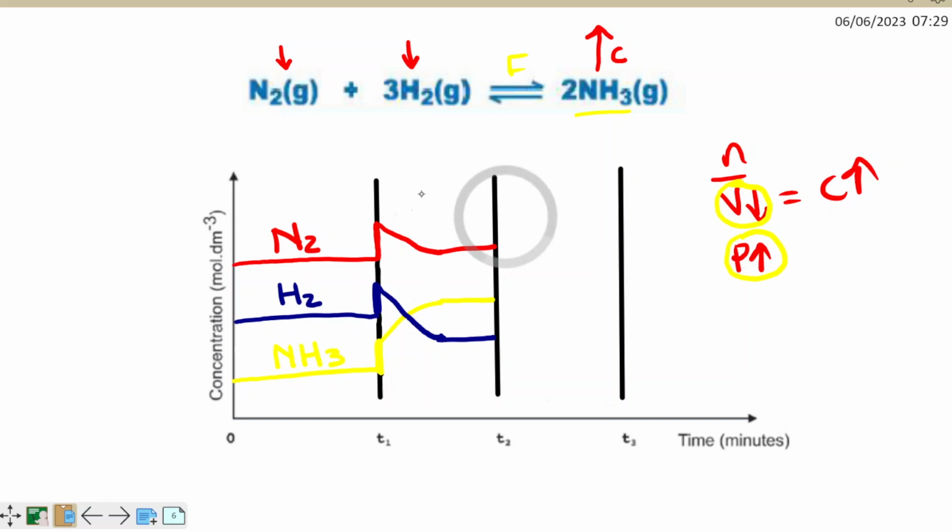So this is what happens. When you increase the pressure, you are increasing the concentration of all your substances, and then the system looks for the side that has fewer moles, and it favors that side. In this case, it's NH3, and then the concentration of the reactants decreases, and a new equilibrium is reached. So that was the first question.